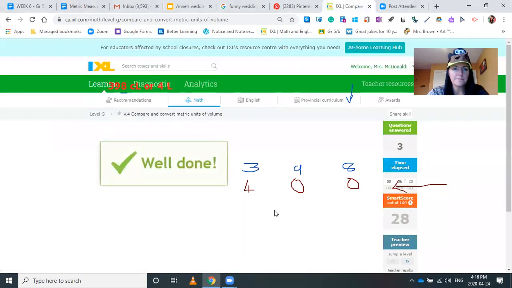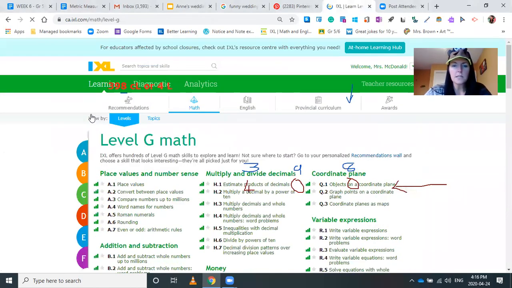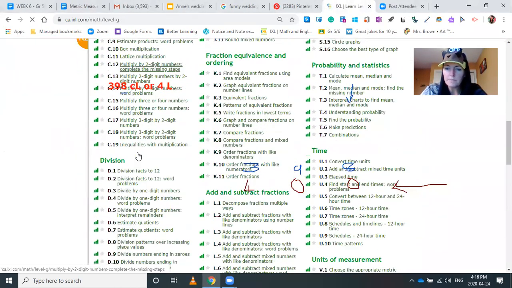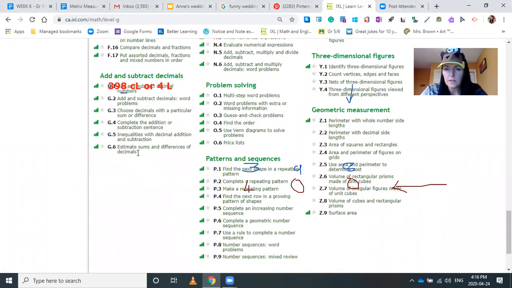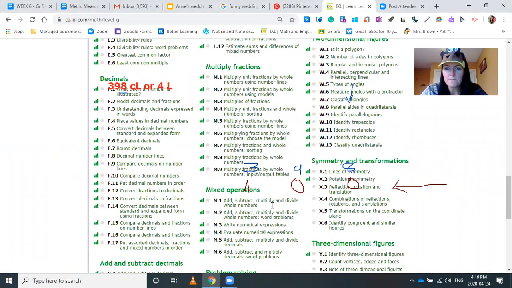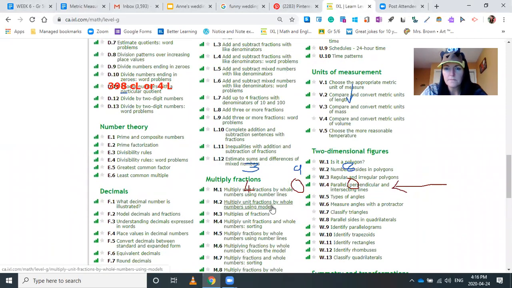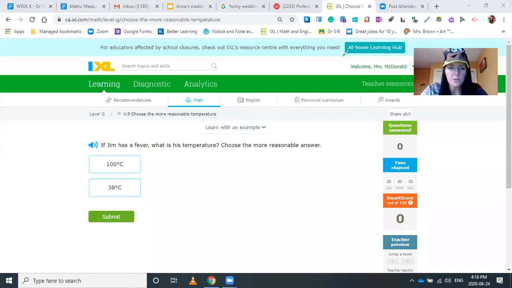All right, great. Let's go on to the last section. This is a slightly different section. It's looking at temperature. There we go. V5. Choose the more reasonable temperature. So let me just delete all of my drawings here.